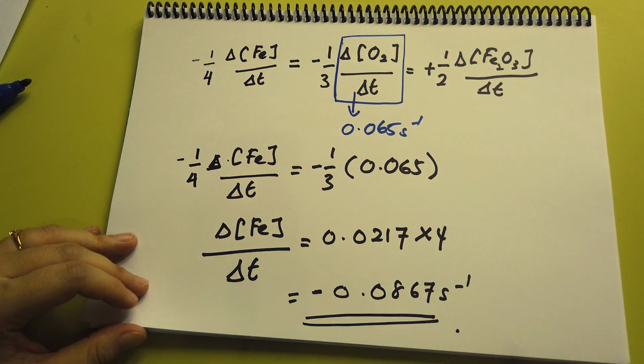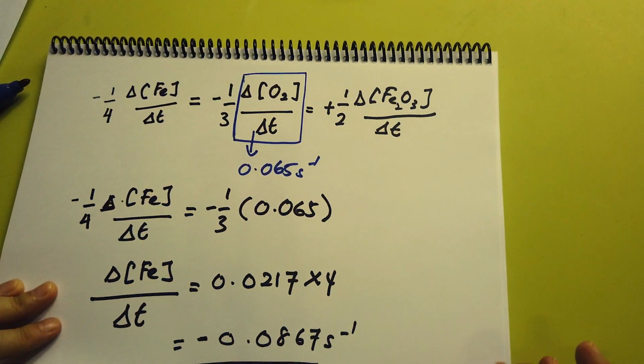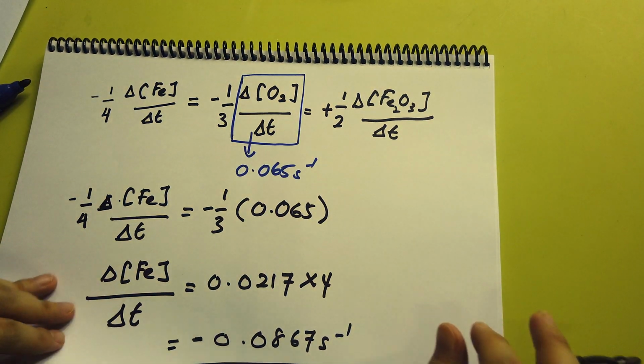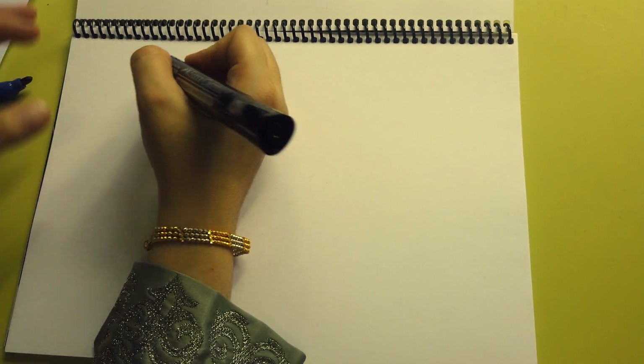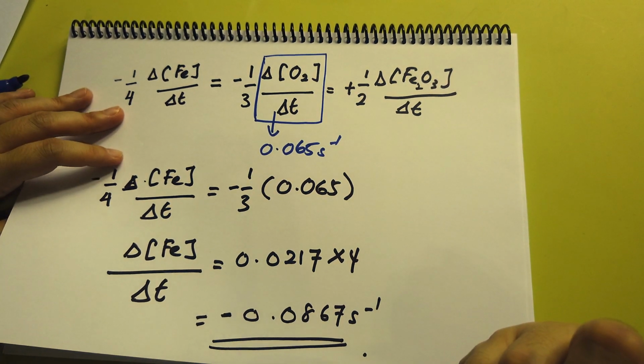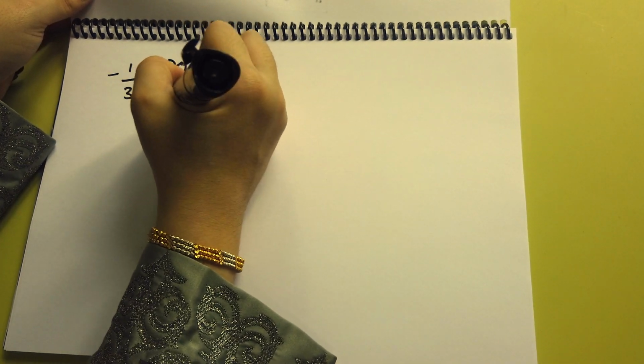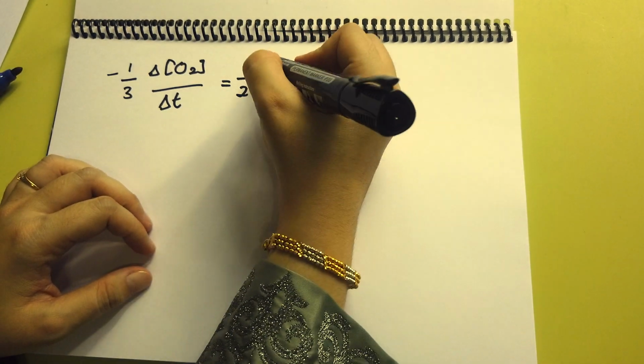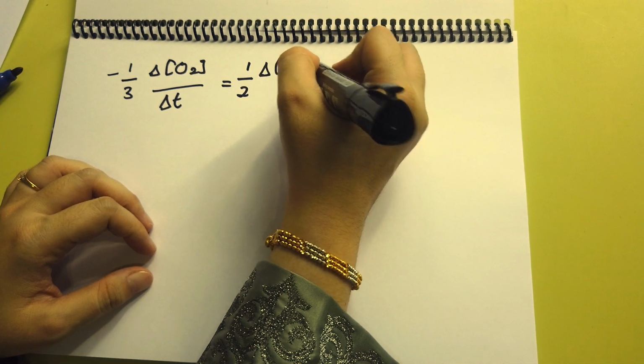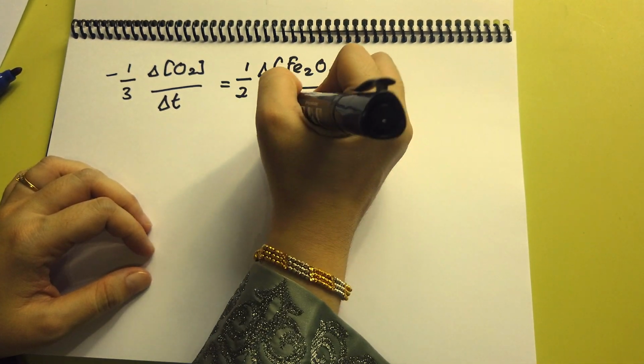Now we are going to look at how to calculate Fe2O3. From the rate expression, negative 1 over 3 delta concentration of oxygen over delta t is equivalent to positive 1 over 2 delta concentration of Fe2O3 over delta t.